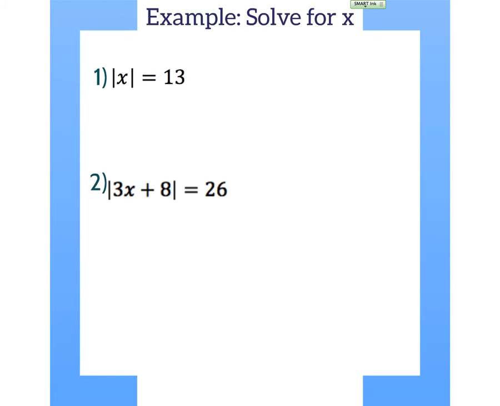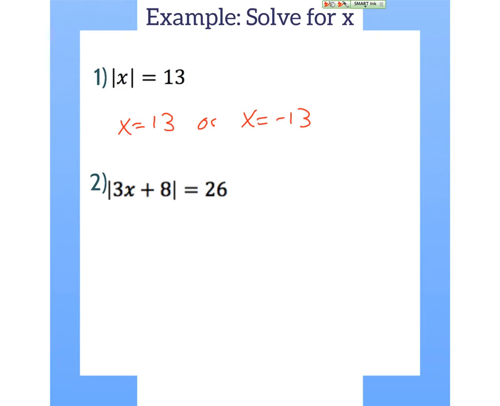If the absolute value of x equals 13, that means that we've got two options for x. X could be 13, or x could be negative 13. So that's a really basic one because all I have is an x in here. But then we kind of kick it up a notch on this next one.